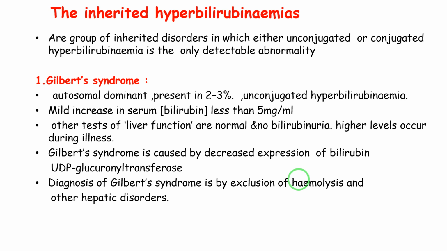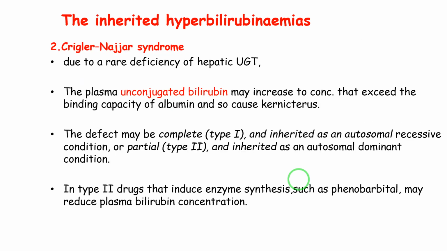To diagnose this disease, first we must exclude any other hemolytic disease that will lead to unconjugated hyperbilirubinemia, and all other hepatic disorders must be excluded. The proper test is genetic analysis to see that the level of the UDP glucuronosyltransferase shows a decrease in expression in this patient. Usually this is a benign condition.